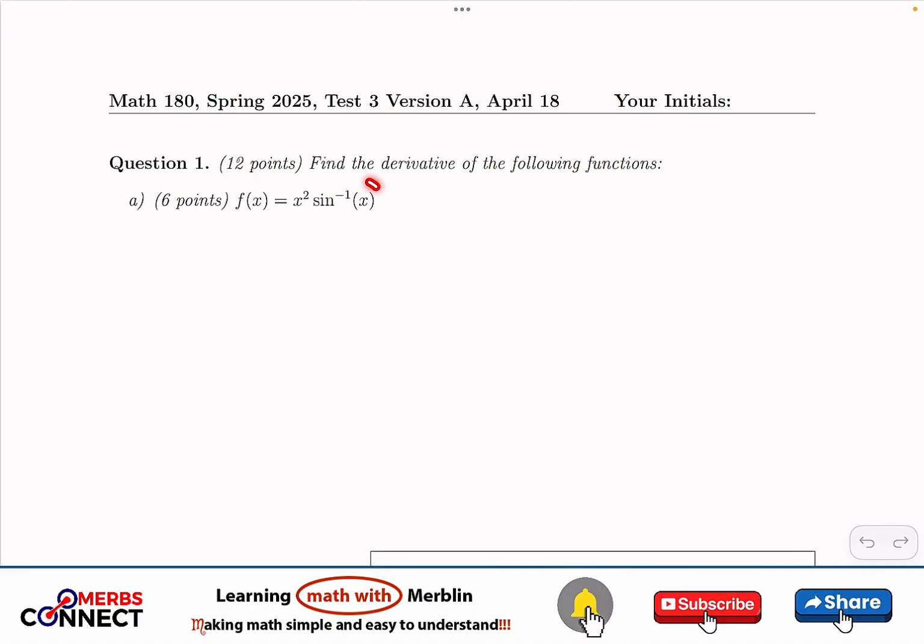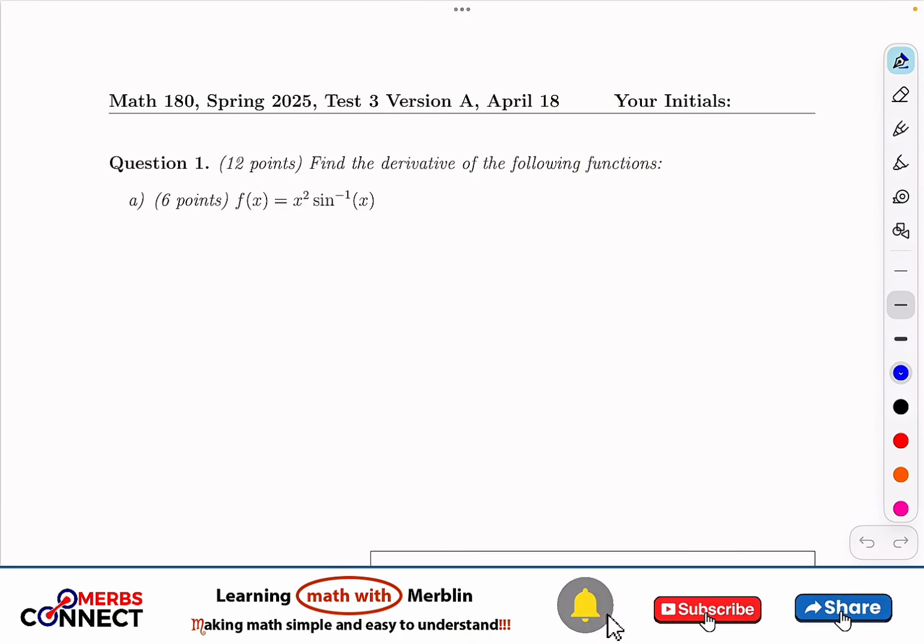Now let's start with question 1. Now we want to find the derivative of the following functions. The first function that we have is x squared and then the sine inverse of x. If you have already watched 2024, I gave you some tips at the end of the video on how to differentiate trig functions and trig inverse functions. So now let's see what we are going to do here.